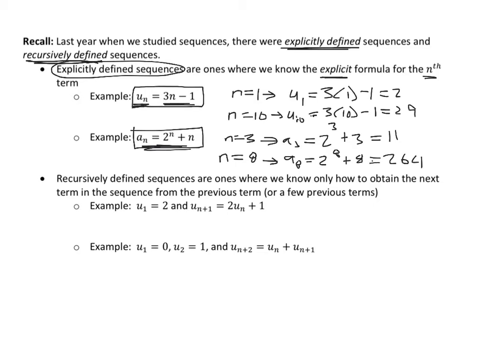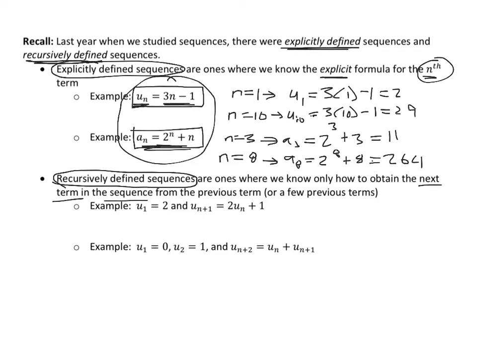So explicitly defined sequences are ones where you are given an explicit statement for what the nth term is going to be. Okay? Now, recursively defined sequences, on the other hand, are ones where we know only how to obtain the next term in a sequence from the previous term or from a few previous terms. Okay, so as an example of this one, suppose that you know what the first term is. You know that the first term is 2, and then you're told this recursive relationship, that the n plus 1th term is simply double the nth term plus 1.